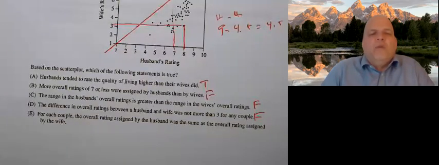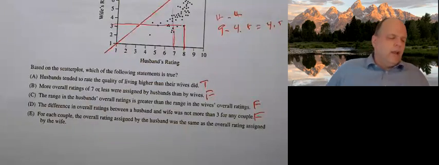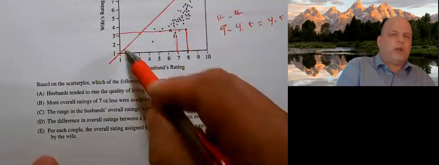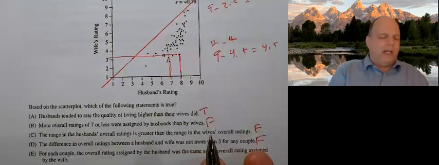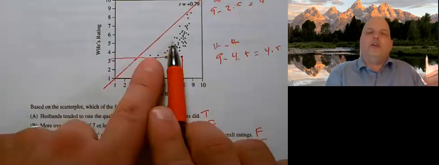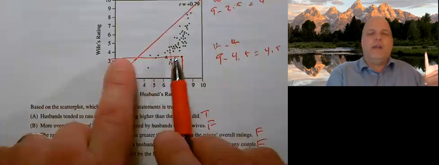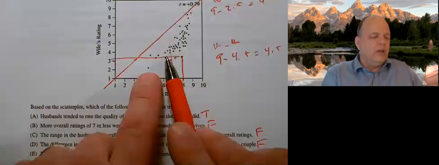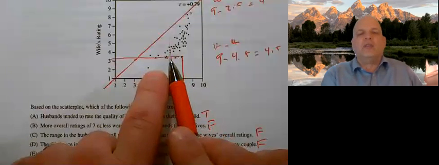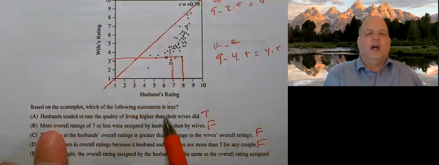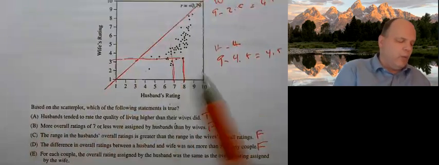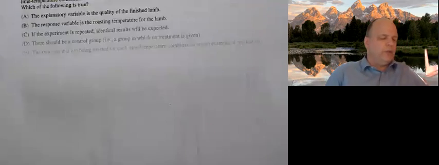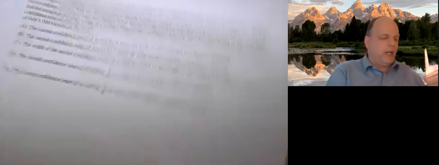For each couple, the overall rating assigned by the husband was the same as the overall rating for the wife. If that were the case, it would be straight on the 45 line. It's not. So in this case, because it's underneath the 45 line, the X's are larger than the Y's. And in this case, the X's happen to be the husband's value. Husbands tended to rate it higher than the wives did. Wives don't like that place. Husband thinks it's okay.